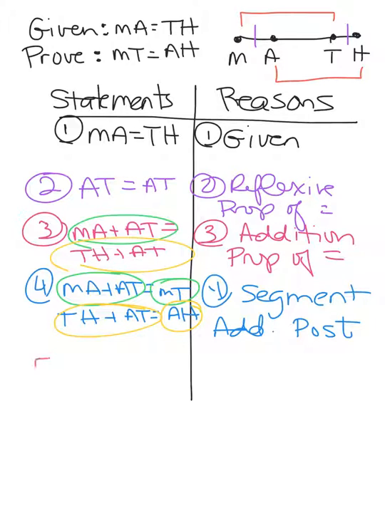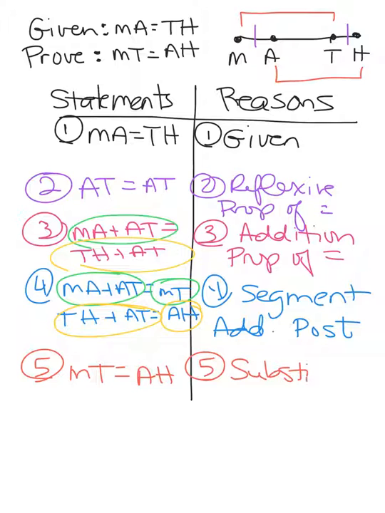Now I'm ready to go to my last statement. So I have MT is equal to AH. Remember, we talk about a lot, if I'm moving things around, if I'm replacing things, I'm substituting. So this is substitution property of equality.